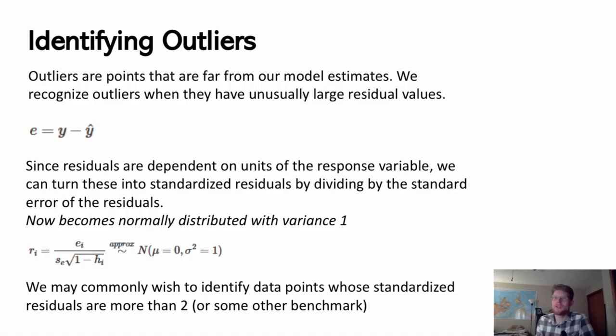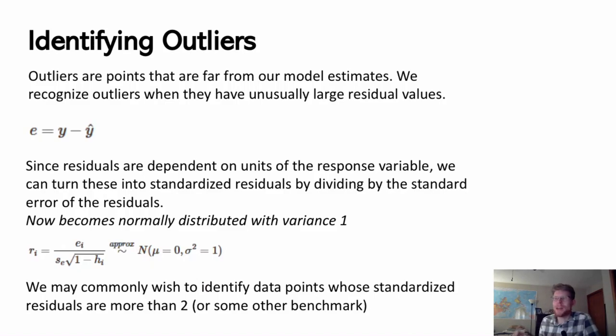For that reason, there's this thing called standardized residuals. What we do is convert residuals to a scale where they are normally distributed with mean 0 and variance 1, instead of normally distributed with mean 0 and some variance. There's this calculation that we do. We basically take our residuals and divide by the standard error of the residuals times the square root of 1 minus the leverage. And we actually turn these into standardized residuals that follow this standard normal distribution.